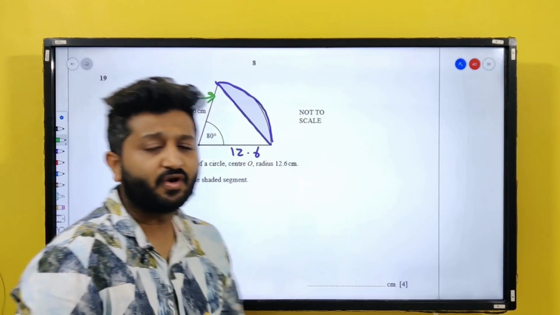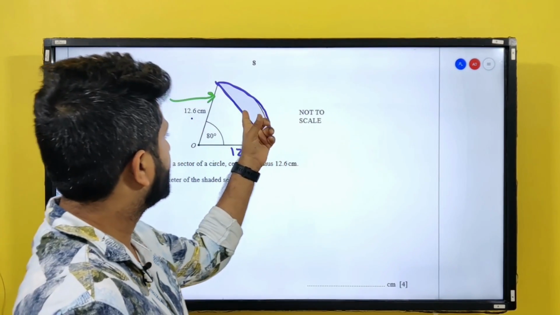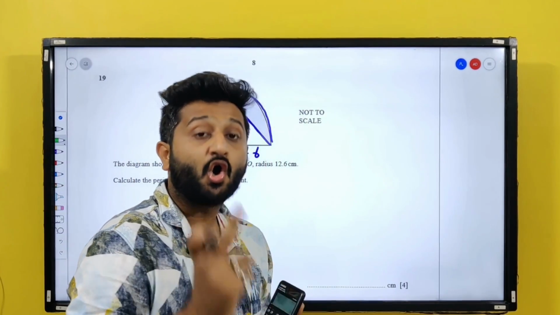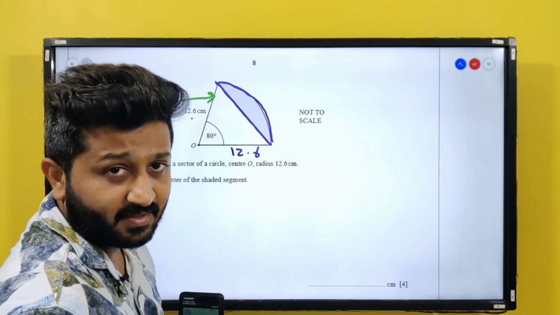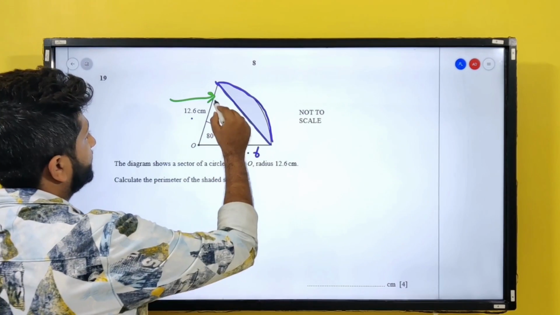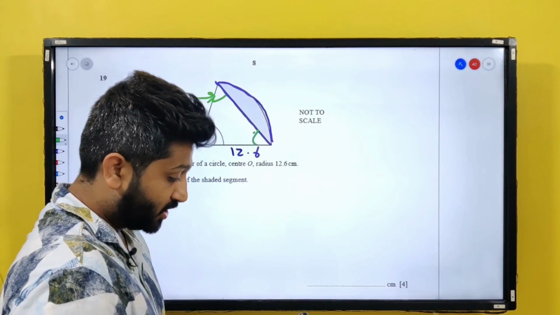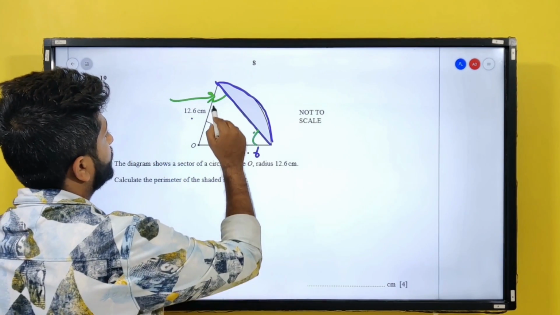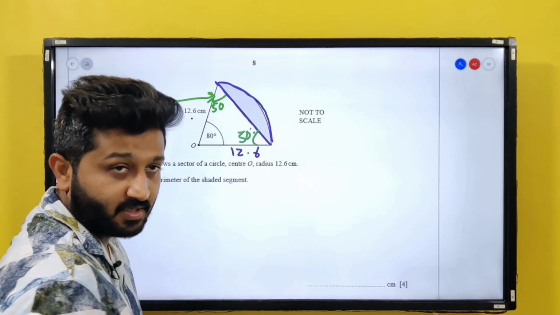This side can be found out in two different ways. First is by using the cos rule, which is a square equals b square plus c square minus 2bc cos theta. Or there is one more way. See, this is an isosceles triangle, right? So if this is 80, these two angles should be equal because this is 12.6, this is 12.6. So 180 minus 80 is 100. 100 divided by 2 is 50. So this is also supposed to be 50 degree. This is also supposed to be 50 degree.